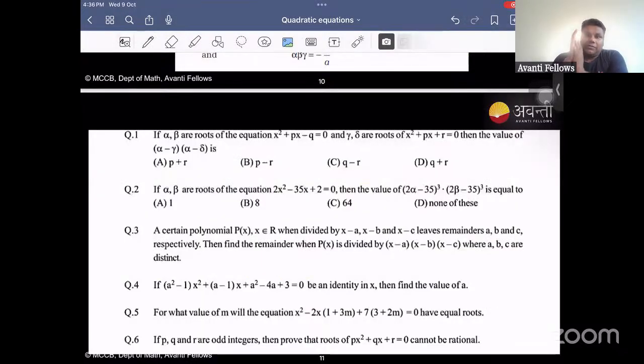Alpha, beta are the roots of this quadratic. Gamma, delta are the roots of this another quadratic. Find the value of alpha minus gamma, alpha minus delta. Yes, please. How do we do it? Yash, Prusti, Dhruv, can you speak?